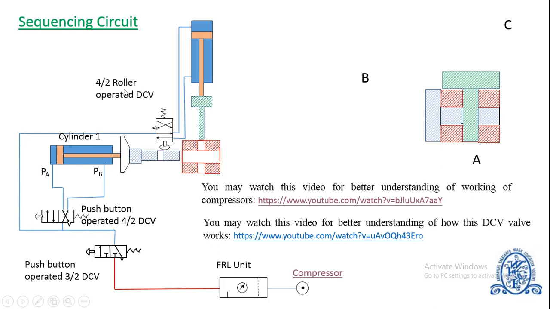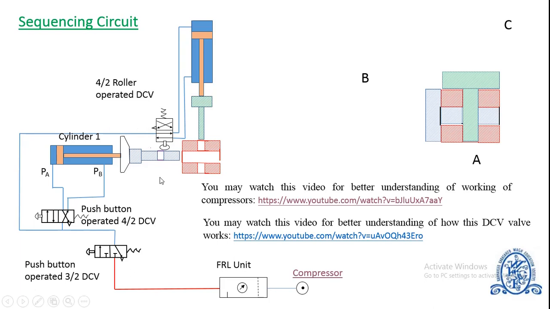The next component is 4x2 roller operated direction control valve. Now this roller operated valve is operated by a piston cam, but only when the cylinder 1 is fully extended. The pressurized air will then extend the cylinder 2. Thus this roller operated valve is used to offer the sequential motion to a double acting cylinder.